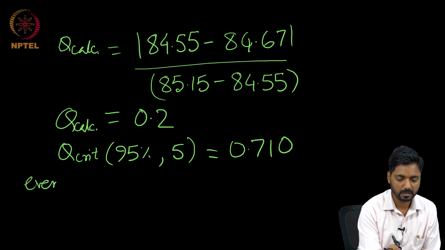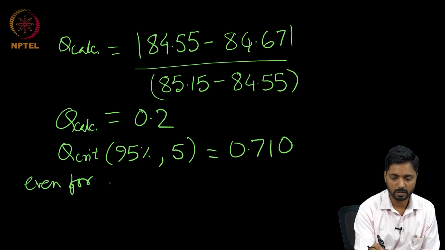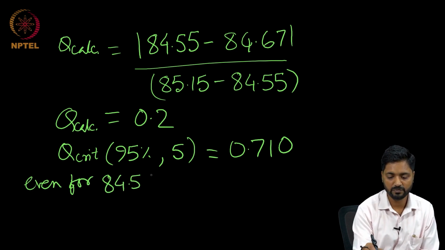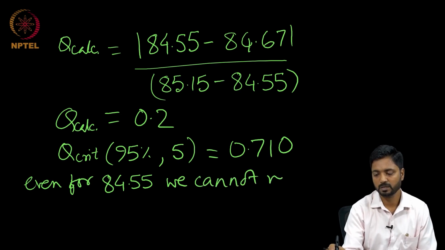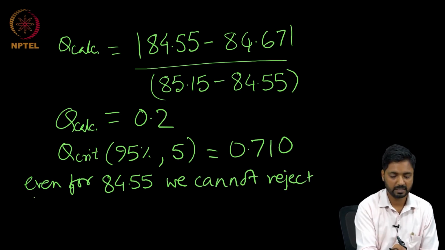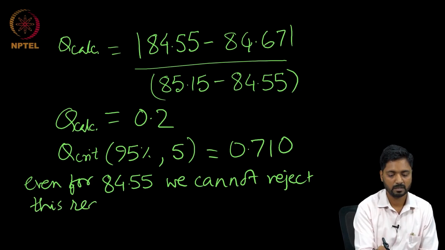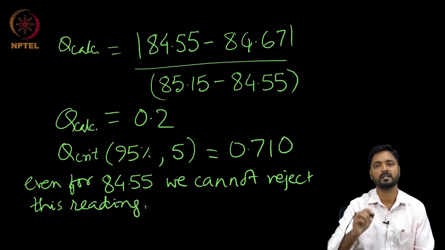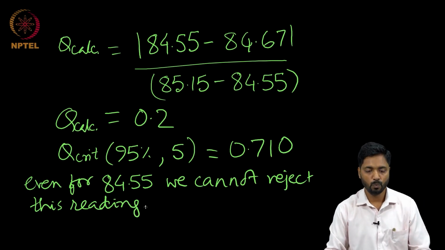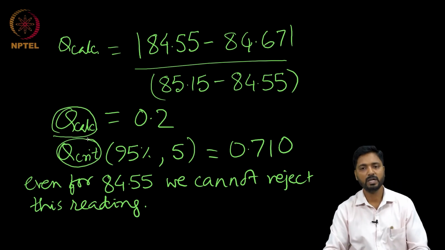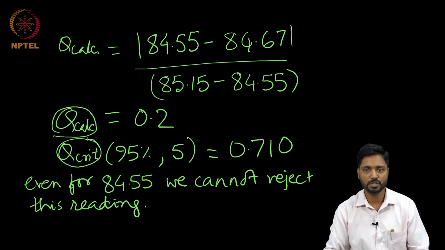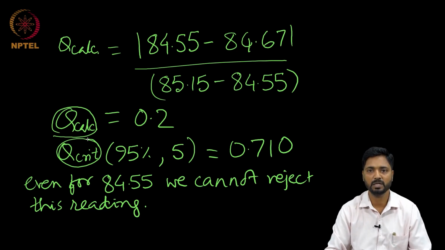In other words, even for 84.55, we cannot reject this reading. Okay. So, what you see is that when we use the Q calculated and the Q critical, we can make a clear judgment whether a reading is to be considered as an outlier or not.